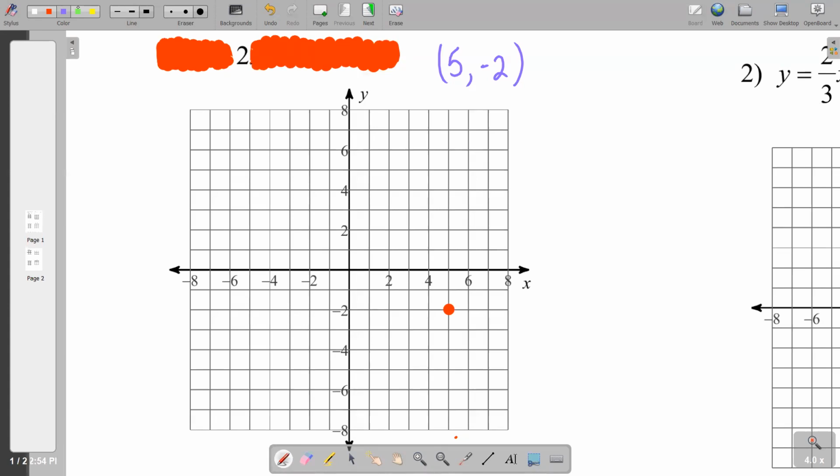What are the normal numbers that we talked about last week? If I were to change nothing, what would we do? Out 1, up 1, out 2, up 4. 2 squared is 4. Out 3, up 9, out 4, up 16.